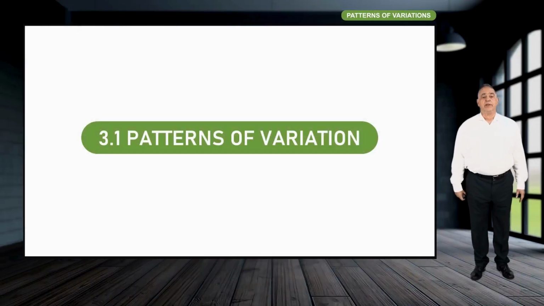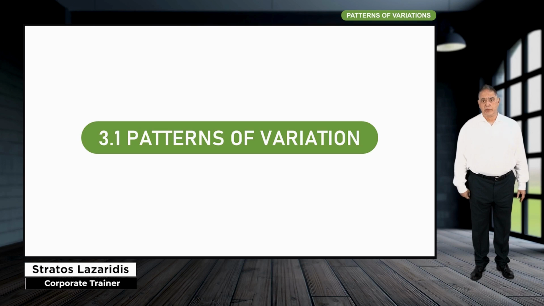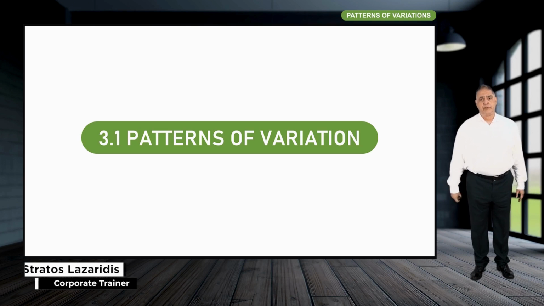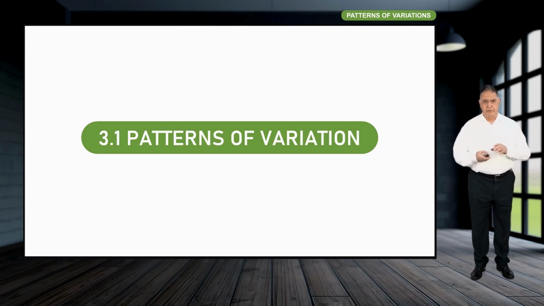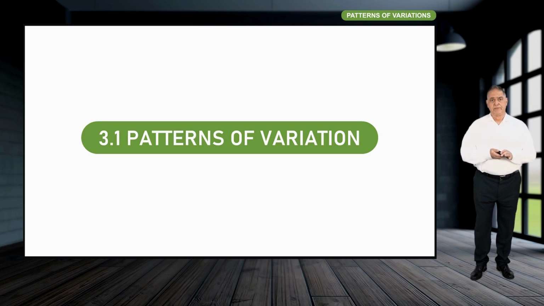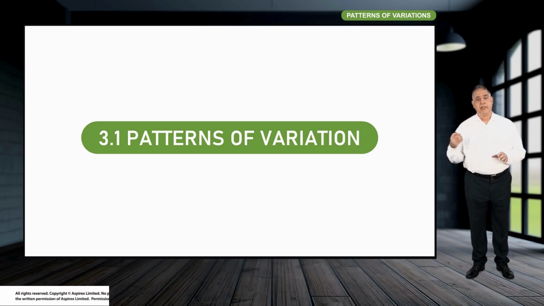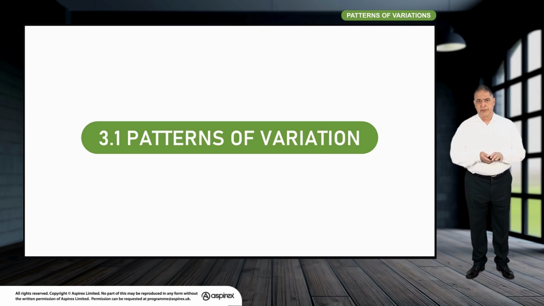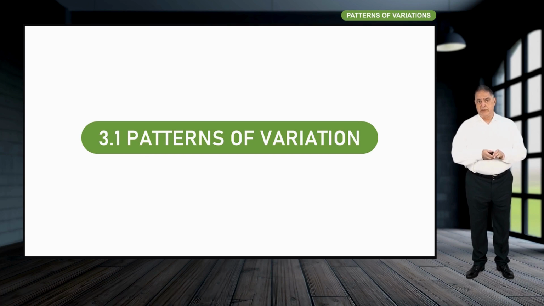We will start with patterns of variation. And again, we have come across the two common types of variation, common cause and special cause. Common cause is inherent in every process by design. Special cause is associated with external sources of variation.